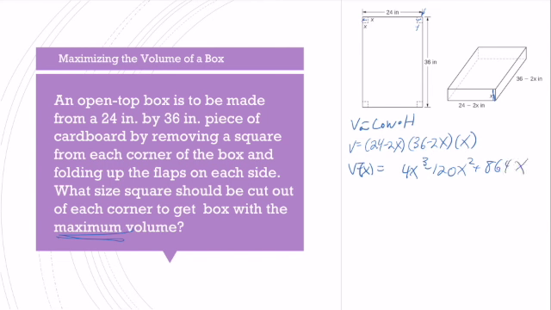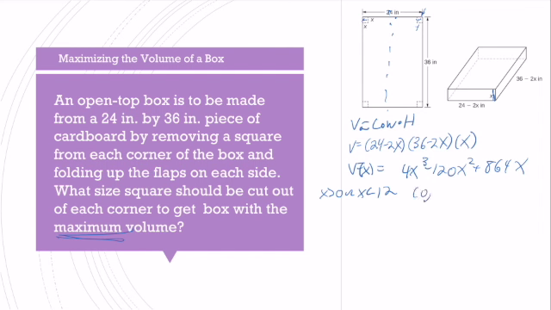Now I know that I need x to be greater than 0 and x to be less than 12, because this is 24 inches, and if x was 12, we'd be folding our box in half, and then it'd have a volume of 0. We don't want to do that. So we're going to examine it over the closed interval from 0 to 12.